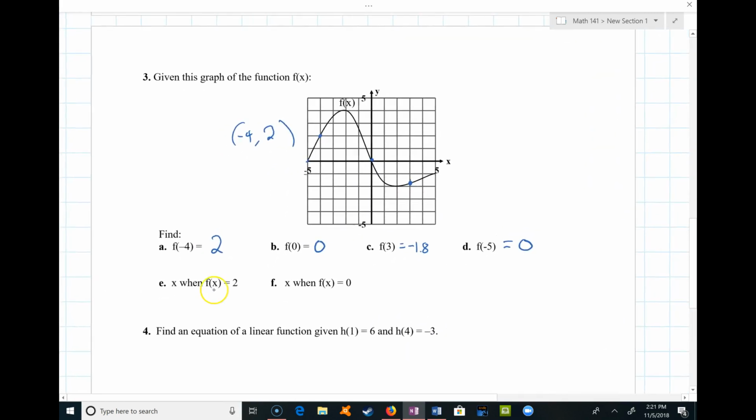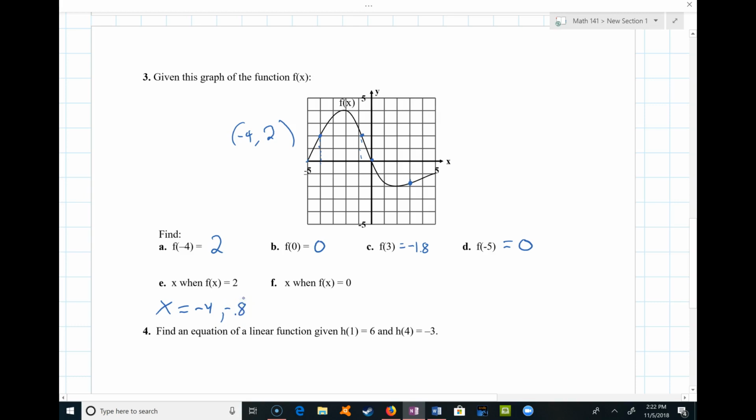So this says find x when f of x equals 2. So this is telling me that y is 2. So that would be there, but it's also right there, isn't it? So x has 2 possible answers here. It could be -4 because of this point here. There's a -4 right there. But it also could have been about -0.8.